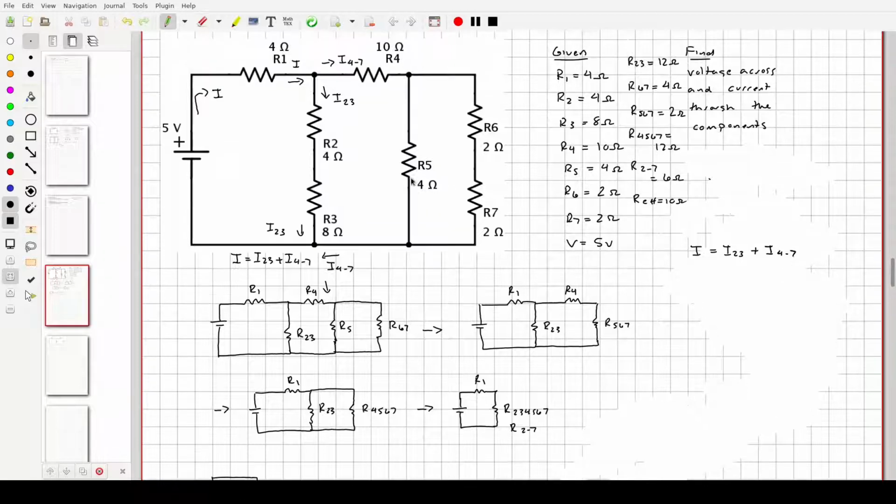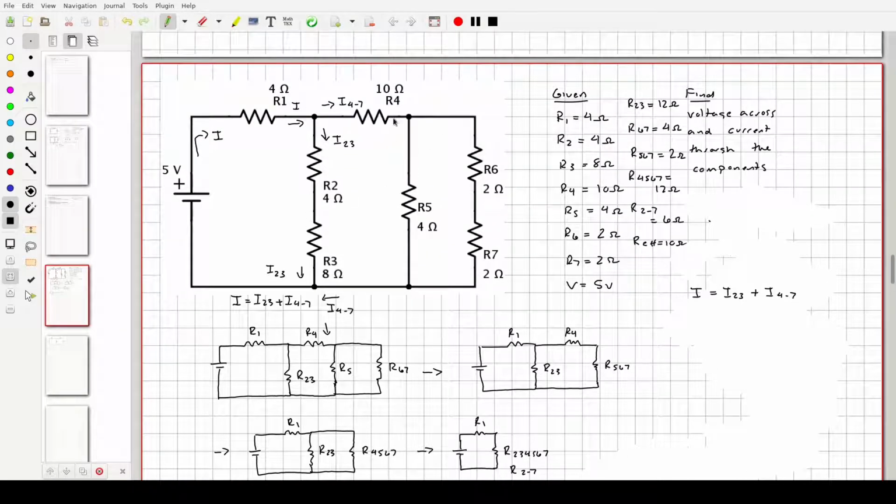Now let's talk about I 4 through 7, because it still has another junction to hit. What happens is I 4 through 7 hits this junction, and some of it splits this way. We'll call this I 6 and 7 because it's going through these. And then some of it splits this way. This is I 5 because it just goes through 5.